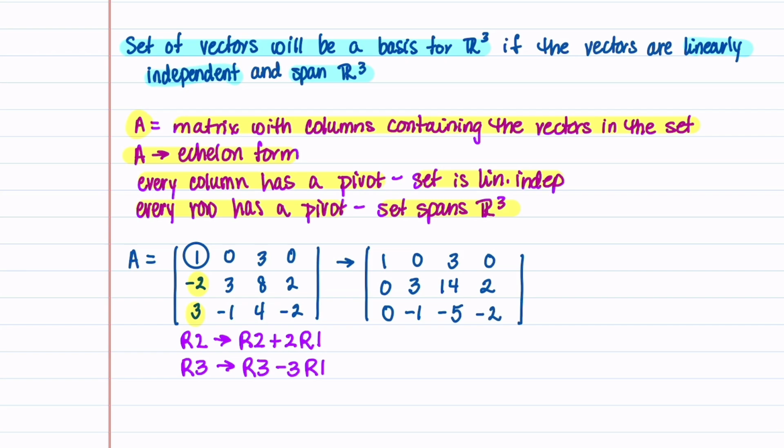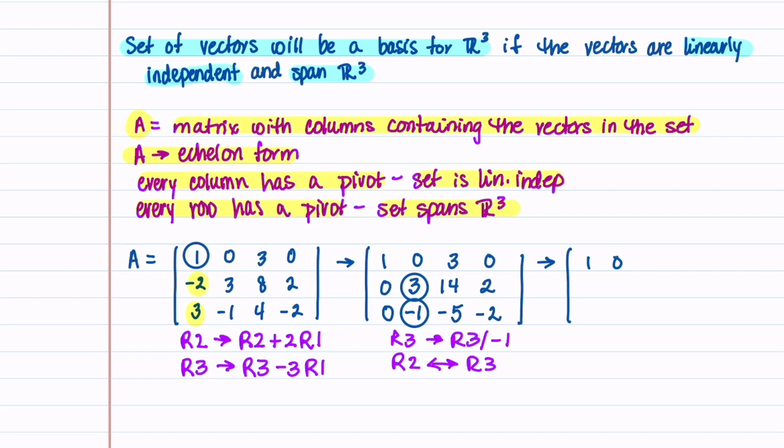Now let's look at our next pivot. This is our next pivot. And I notice that below it, our pivot is equal to negative 1. So what I'm going to do is take row 3 and replace it with row 3 divided by minus 1. And then let's go ahead and switch rows 2 and 3. And we'll go ahead and write this down.